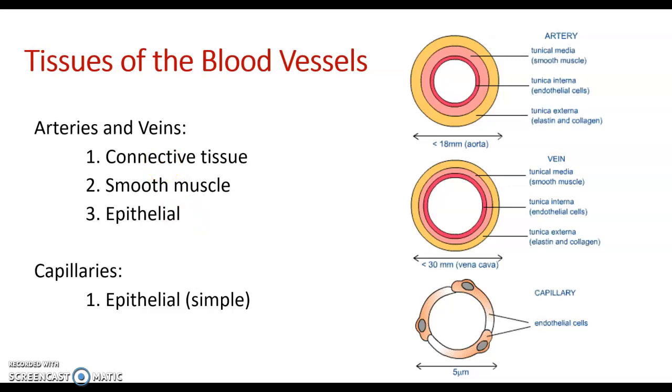So if you could describe the layers of the tissues found in blood vessels and their function and how they work together to perform a function, then you have all of the information that you would need there.